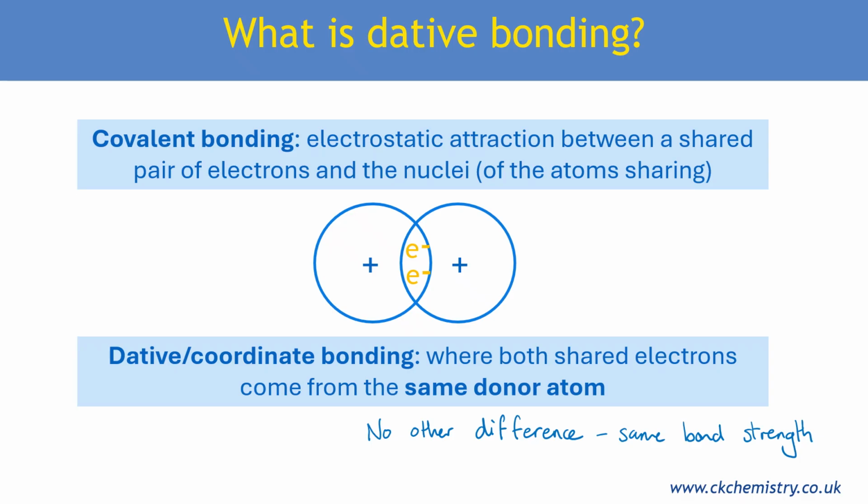They'll have the same bond length, because that is determined by exactly the same thing, which is what the two atoms sharing are. So basically it's only how it forms that makes it slightly different. And really, we teach it to help students understand some differences in how different bonds form. That's really what we're testing when we ask for dot and cross diagrams. So both shared electrons come from the same donor atom.